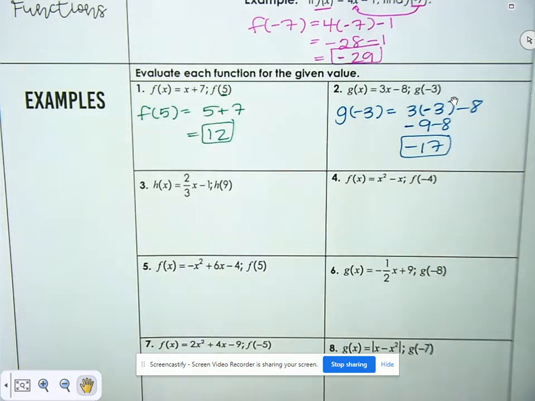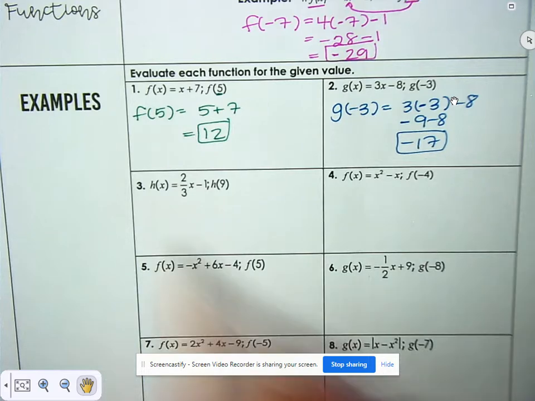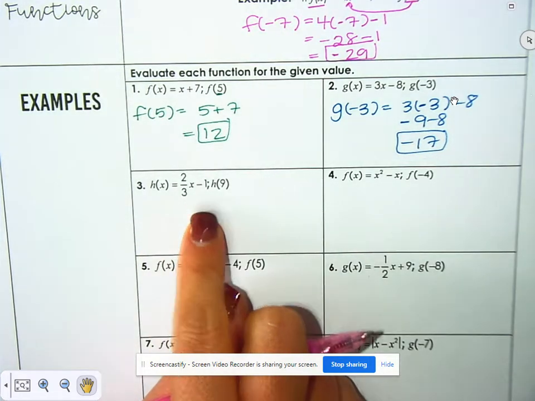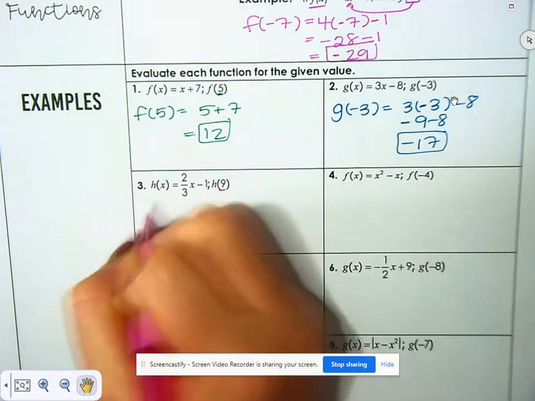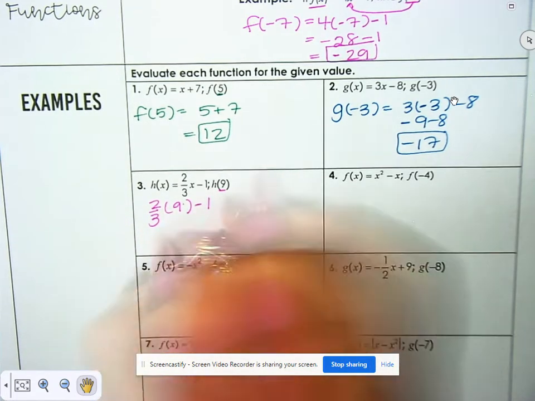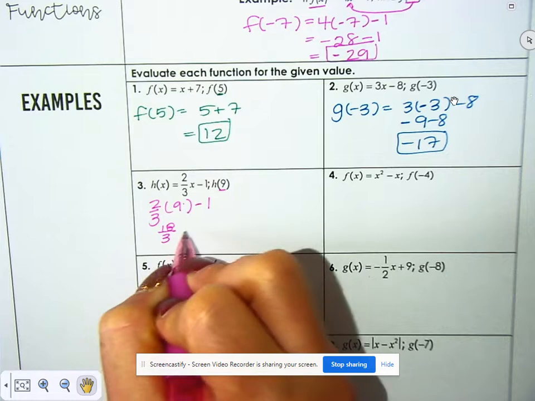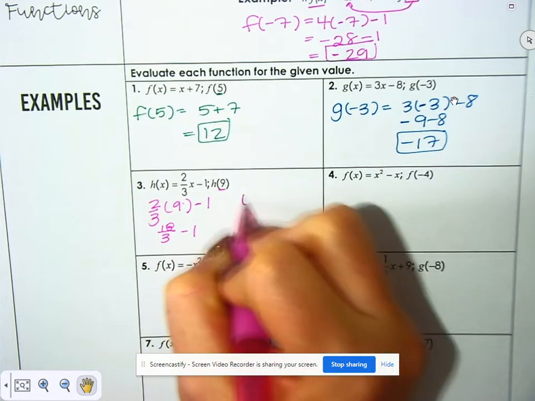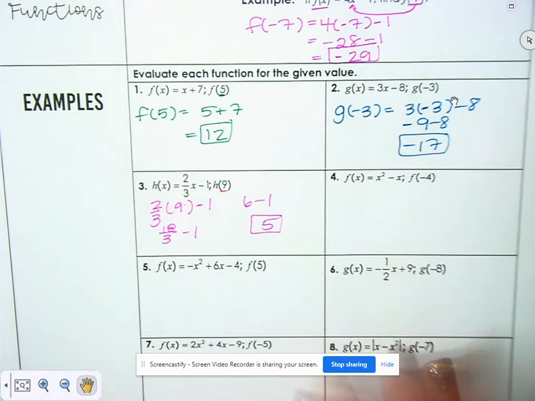Be very careful how much you use your calculator here because a lot of these are calculator inactive. They're very easy to do without the calculator, so that's why they make them inactive. Okay, h of x equals 2/3 x minus 1. They want to find h of 9. So 2/3 times 9 minus 1. 2 times 9 is 18. 18 divided by 3 is 6. And 6 minus 1 is 5.